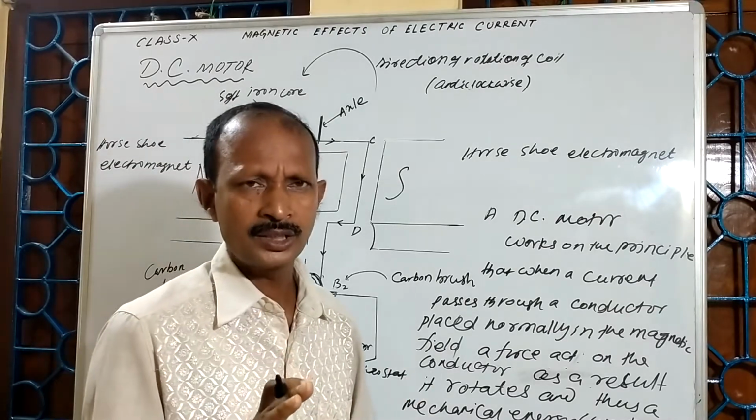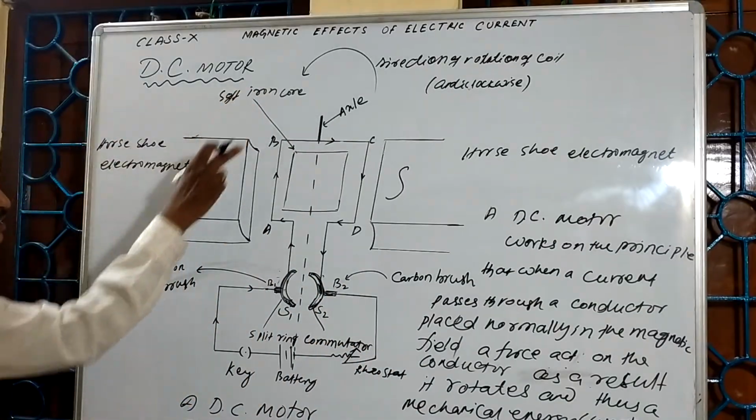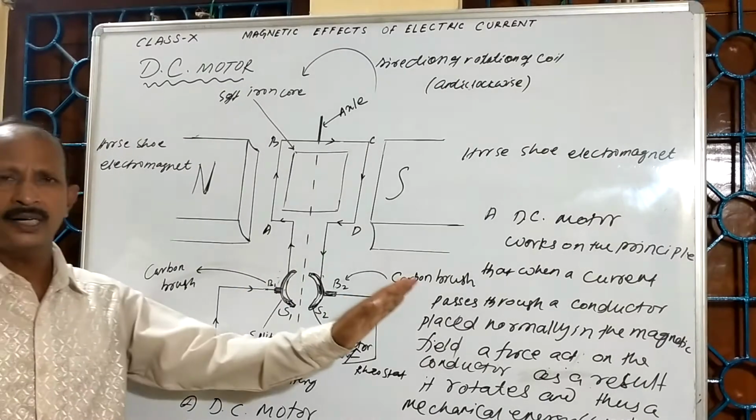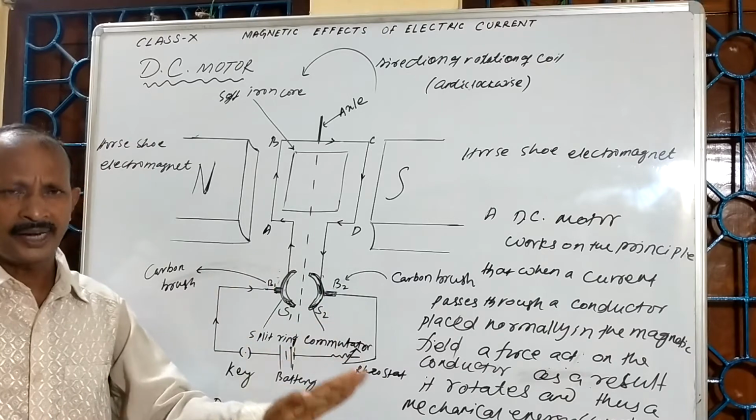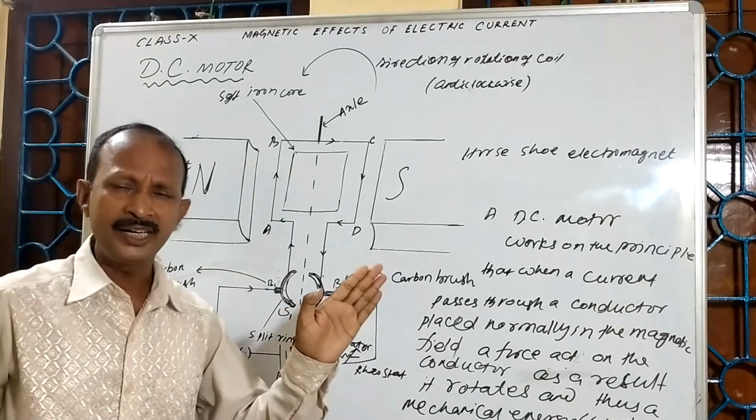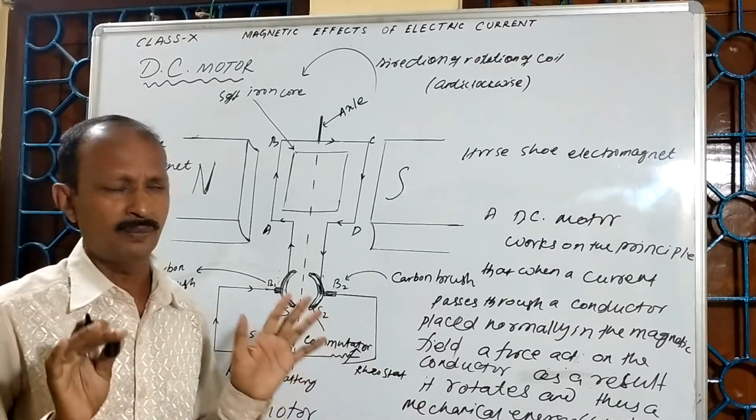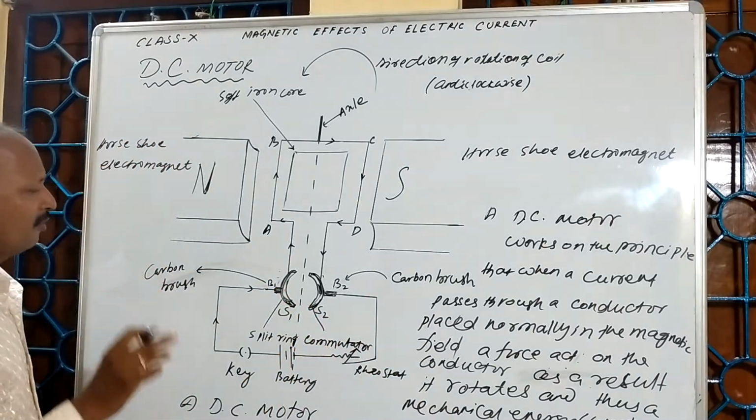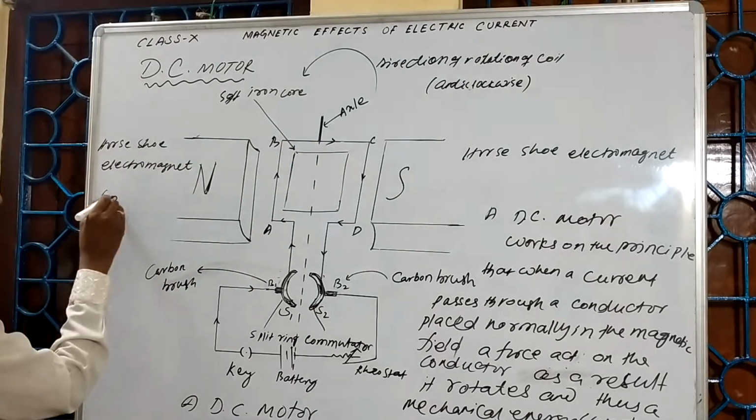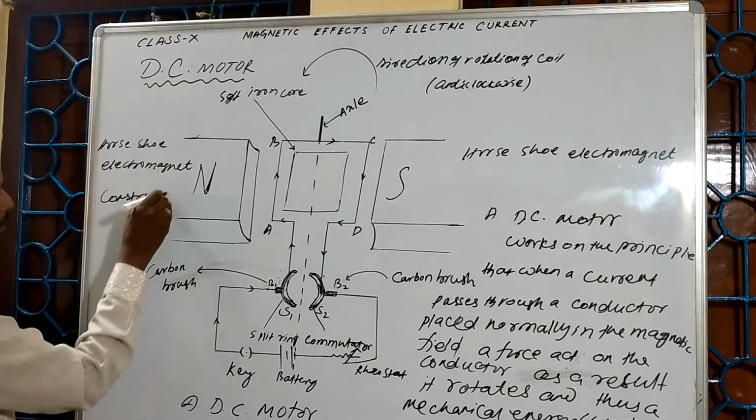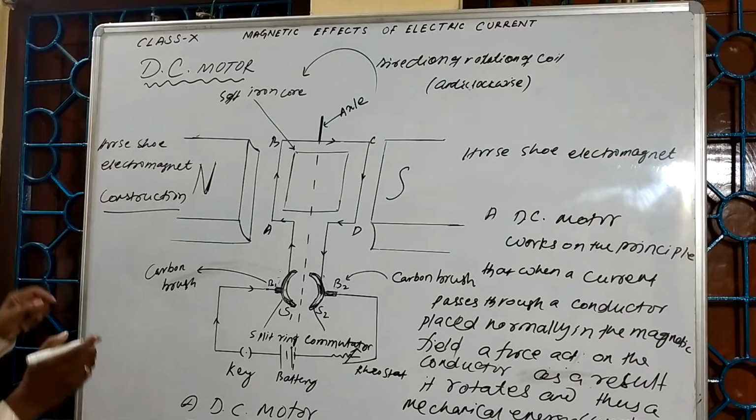So, let us first discuss the construction of this DC motor. The principle, I said, is that a rectangular coil carrying current rotates in the magnetic field when it is placed perpendicular to the direction of the field. So at first we will discuss the construction part. What are the different parts?